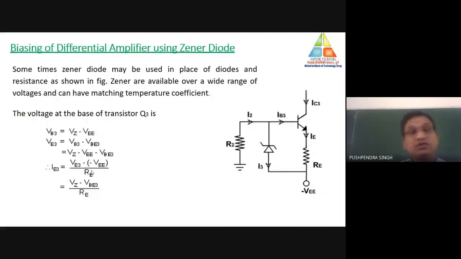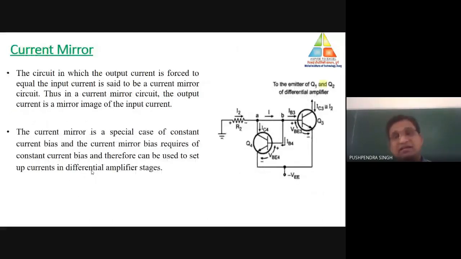Now moving further to current mirrors. This is a circuit which is mostly used in electronic circuitry whenever we need a constant current biasing source. So what is a current mirror? As the name indicates, there is a mirroring of the current. Mirroring means here we need to make the output current equal to the input current. So what is the input current? The lower side of this complete circuit is the constant current biasing source.